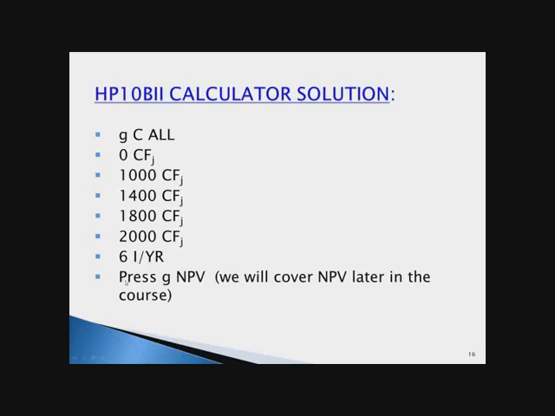And then as our last step, we press gold NPV. NPV stands for net present value, and we're going to be covering that later in the course. But we can go ahead and use that ahead of time because it's a very powerful function. It's simply taking the present value of these 4 cash flows and adding them together to get the present value. And this ends Time Value of Money, Part 1.